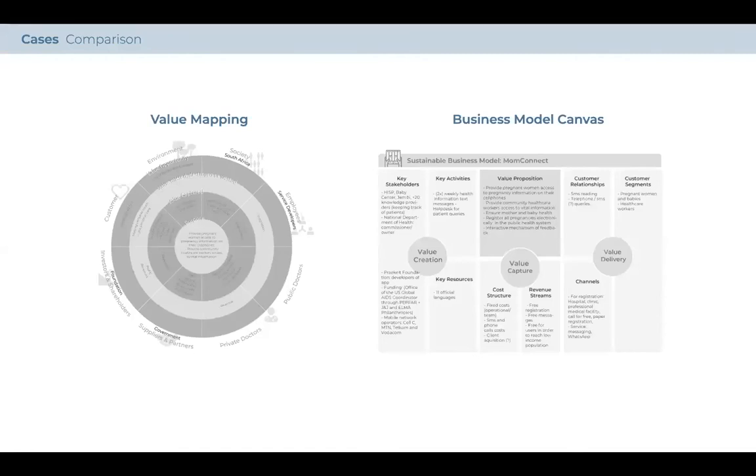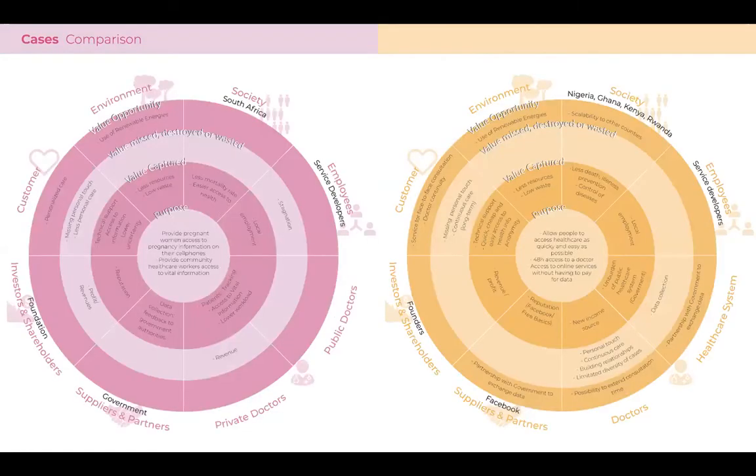Now we are going to talk a little bit about the comparison that we did between both services. To analyze them, we decided to use two tools: the value mapping tool and the sustainable business model canvas. Starting with the value mapping tool, we could understand the similar or different values between the services and also the structure. They were mainly different in terms of implementation, target group, profitability, and also the doctor's role.